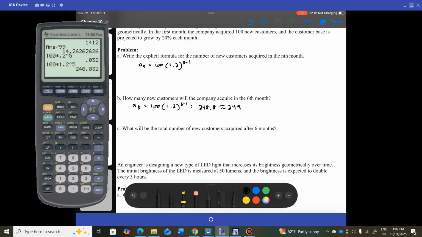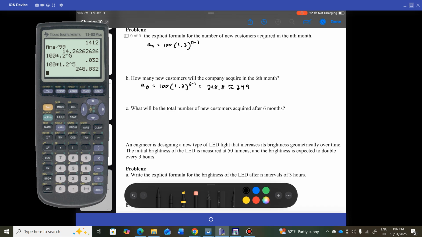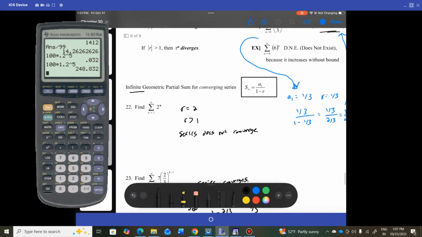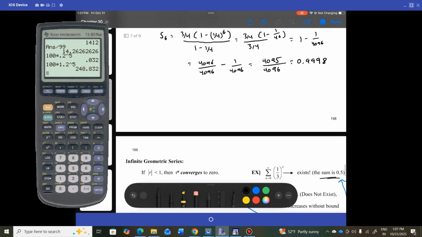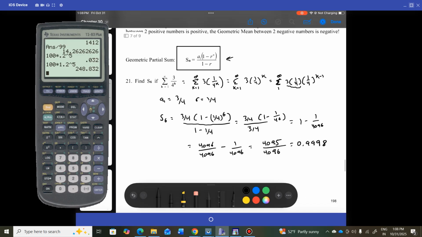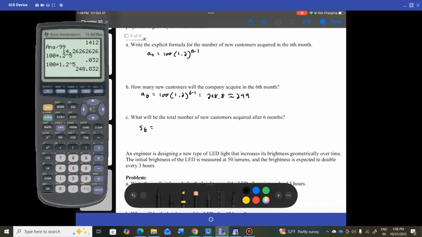Okay. What will be the total number of new customers acquired after 6 months? And so this is S sub 6. We don't use this formula, this is for infinite. We have to use this formula here, that's your partial sum. And so a sub 1 is 100 times 1 minus 1.2 to the sixth over 1 minus 1.2.